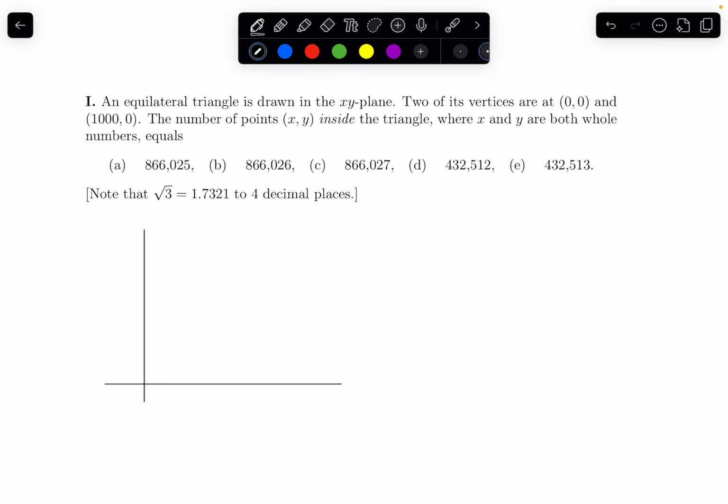Its vertices are 0, 0, and 1,000, 0. And I know equilateral triangles are in the ratio of 2 to root 3. Or, if we take that in half, in the ratio of 1, root 3, 2. So instantly I'm like, oh, this is 1,000, this is 500. Oh my gosh, this is not what I meant to do.